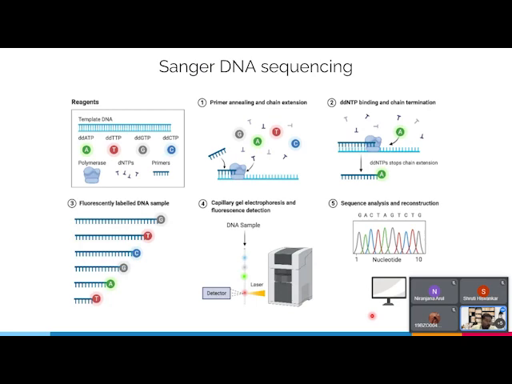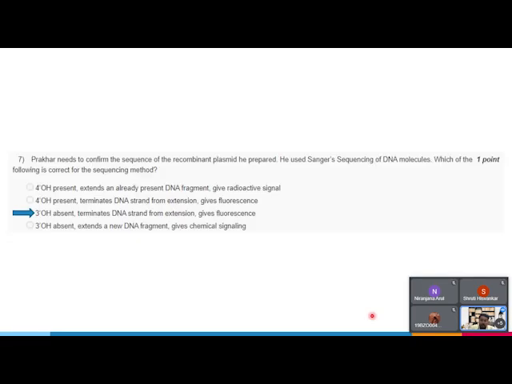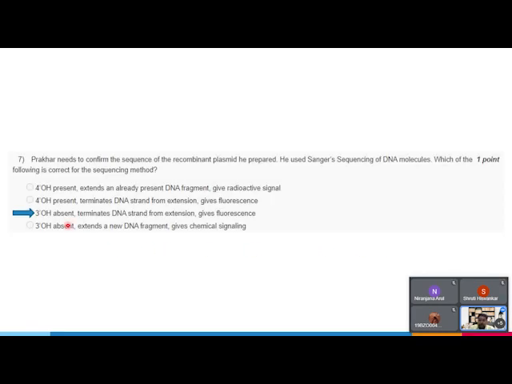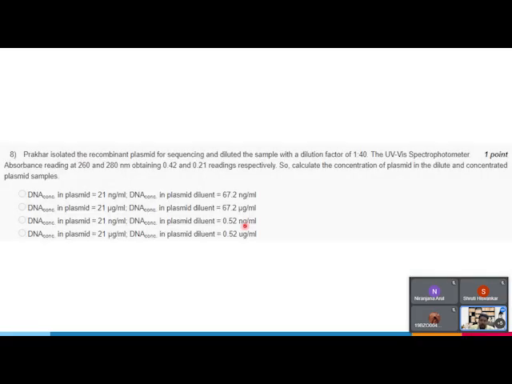Okay then. So this is what Sanger sequencing is, using dideoxynucleotides which are fluorescently labeled in order to detect the sequence of a DNA. Looking at the diagram, we know that the dideoxynucleotide used here does not have a 3' OH, and that is why the third option is correct. That is, using the Sanger sequencing method, the 3' OH is absent and terminates the DNA strand from extension, giving fluorescence. So we go on to the next question.